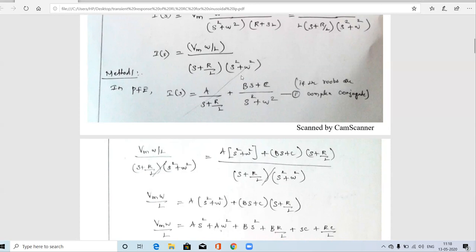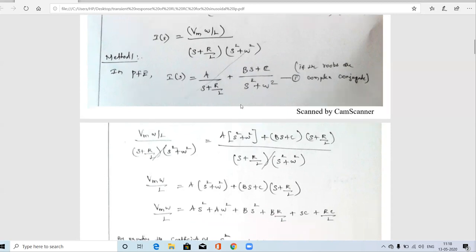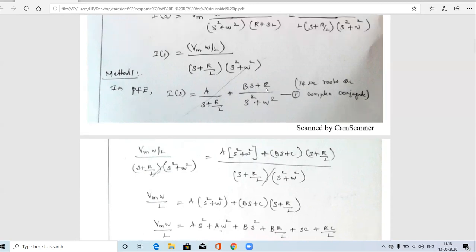But here the roots of this second order equation are complex conjugate. That's why we have to write this term as b into s plus c divided by the total function s squared plus omega squared. This is how we have to write it. This is the Laplace transform method if the roots are complex conjugate, where a, b, c, these three are the partial fraction coefficients. So we have to calculate the values of a, b and c.